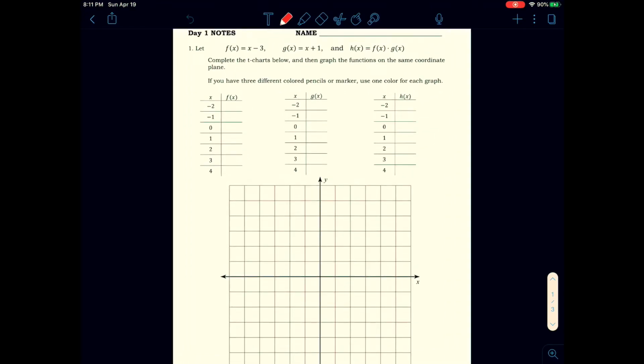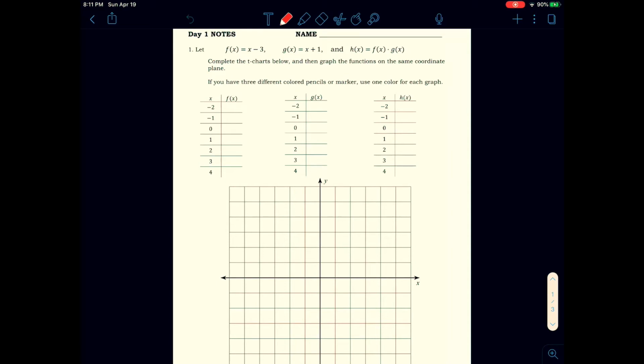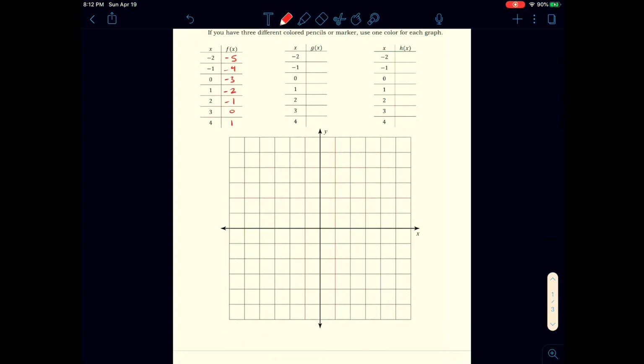We're given three functions, f of x, g of x, and h of x. We're going to first plot some points for f of x. So if I plug in -2, I get -5. If I plug in -1, I get -4. If I plug in 0, I get -3. If I plug in 1, 1 minus 3 is -2. 2 minus 3 is -1. From there, let's carefully plot out these points.